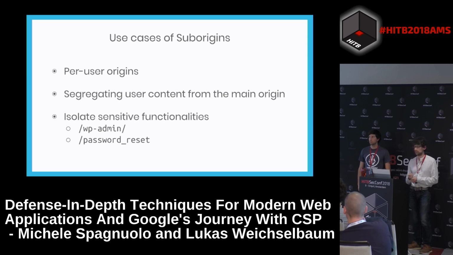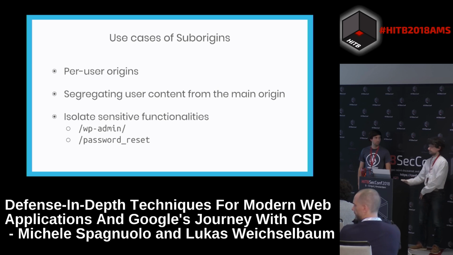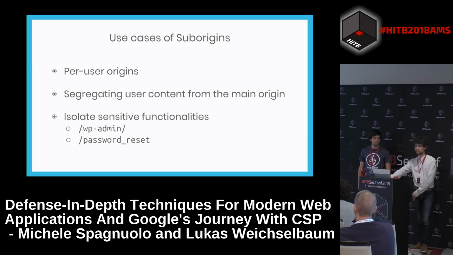So that's very powerful. Another idea is that sometimes you have sensitive functionalities on the same origin, like /admin. wp-admin is WordPress admin, right? You usually don't want that to be on the same origin as the main content, especially if you allow user content, user uploads, and so on. This would make it easier to isolate such sensitive functionalities.